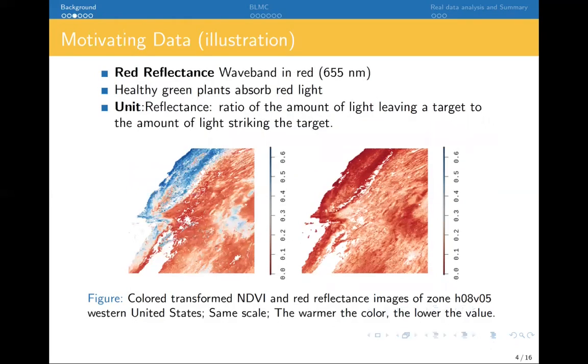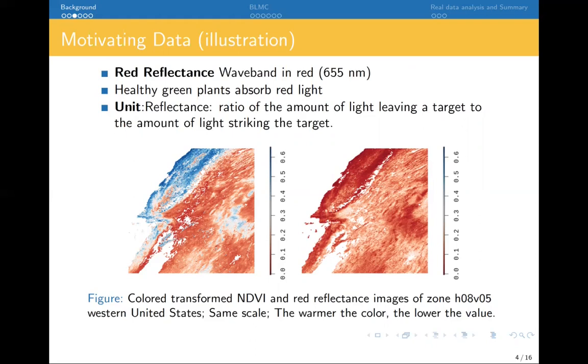Red reflectance is also one of our responses. As we know, healthy green plants can absorb red light. So in areas with a high amount of vegetation, we tend to observe low red reflectance. We give the color map of transformed NDVI and the red reflectance on the slides. The left-hand side is for NDVI and the right-hand side is for the red reflectance.